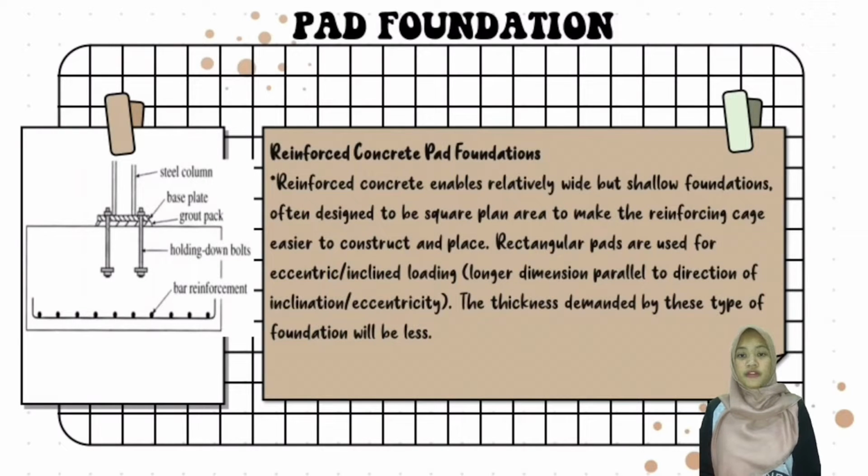Reinforced concrete pad foundations. Reinforced concrete enables relatively wide but shallow foundations, often designed to be proportioned in plan area to make the reinforcing cage easy to construct and place. Rectangular bases are used for an eccentric or inclined loading, with the longer dimension parallel to the direction of the eccentricity. The thickness demanded by this type of foundation will be less.